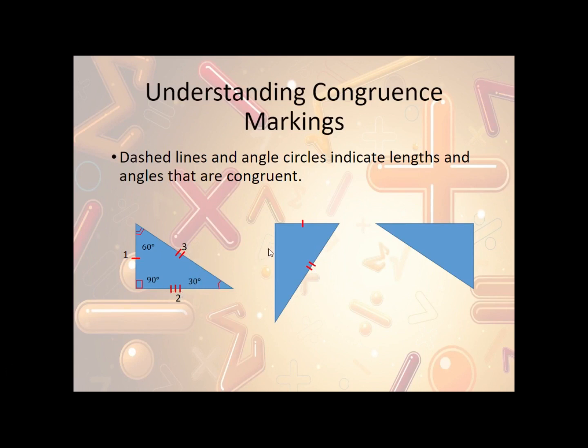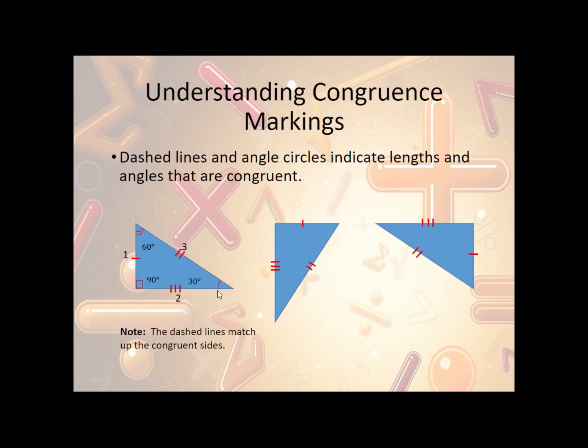Then we do triple dash and show that those are congruent. And we can continue that on with this triangle as well. So we have single here, double here, and triple here. So that indicates that all the triple dashes are congruent, all the double dashes are congruent, and all the single dashes are congruent. Now, same thing with the angles.